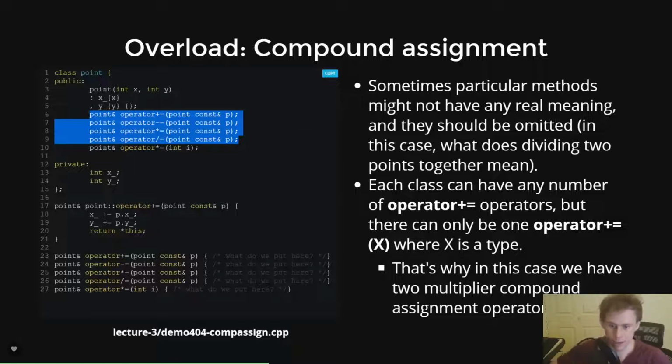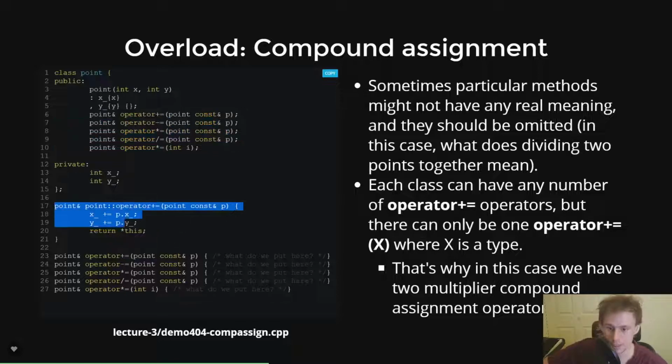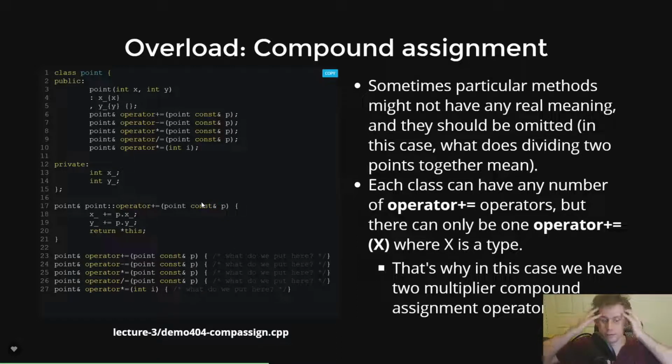Same class, same x and y, and when we go to define these, they all follow a very similar pattern, which is that my operator plus equals takes in a reference to a constant point, and it returns a reference to a point. What this means is that if you're defining your own type, like a banana, it will say banana reference, banana, colon, colon, operator plus equals, banana, const ampersand, b, p, whatever. It's very boilerplate. This is the way you do the operator overloading.